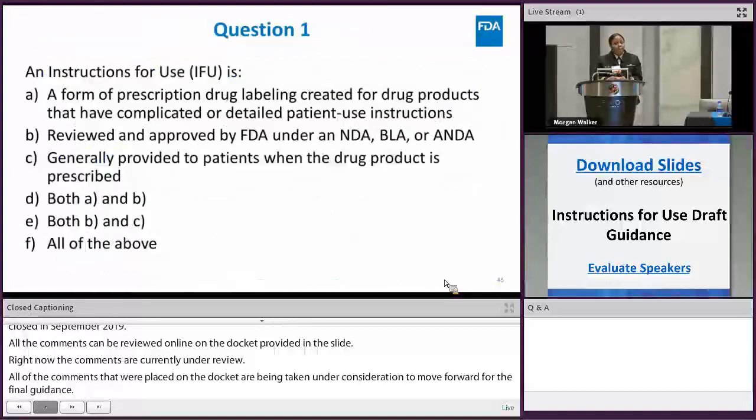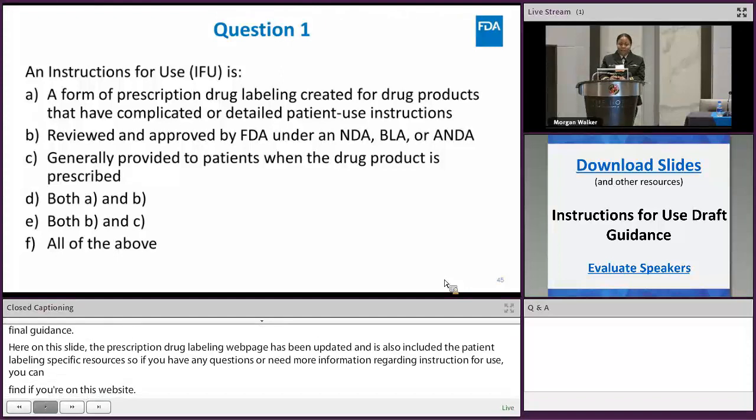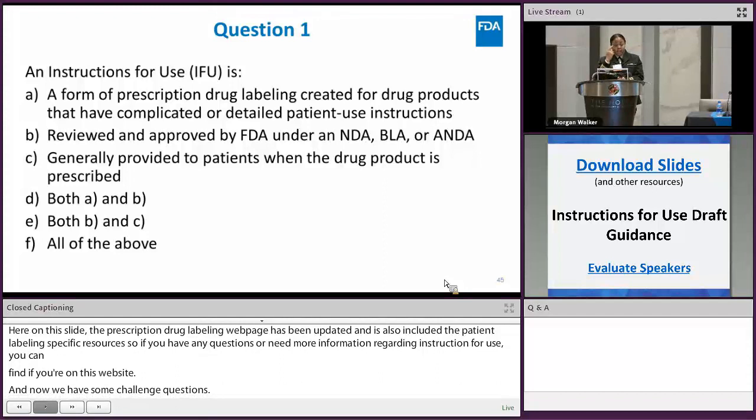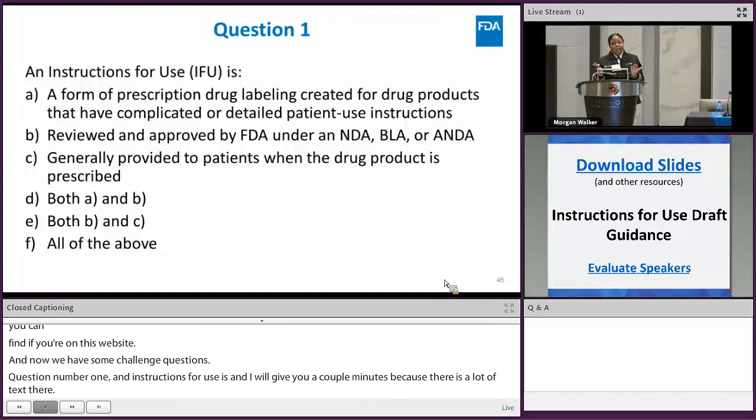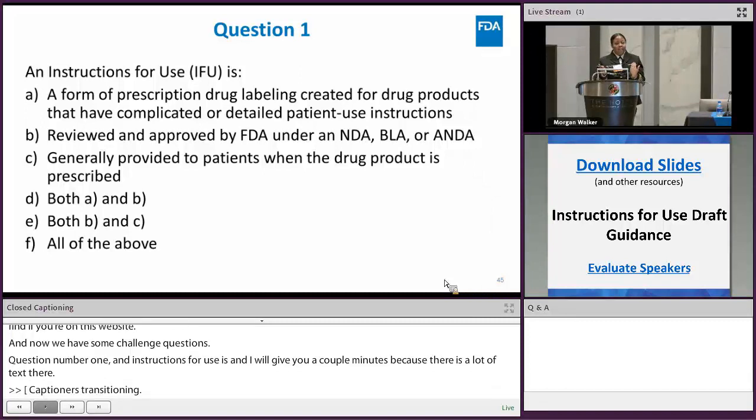And now we have some challenge questions. Question number 1, on instructions for use. I'll give you a minute or two because there's a lot of text there to read. By a show of hands, does anyone think that the answer is letter A? Letter B? Letter C? Letter D? Letter E? Or letter F? Letter F is the majority here in the room. The answer is actually letter D.